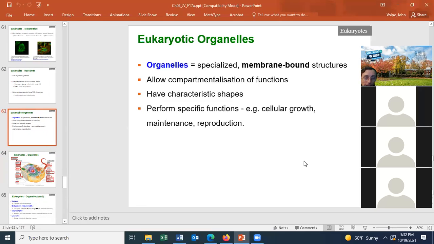And I don't really like the terminology, membrane bound organelle and non-membrane bound organelle. So I usually call the non-membrane bound organelles a cell structure. And then the membrane bound organelle, I just call an organelle. Any question about any of that?